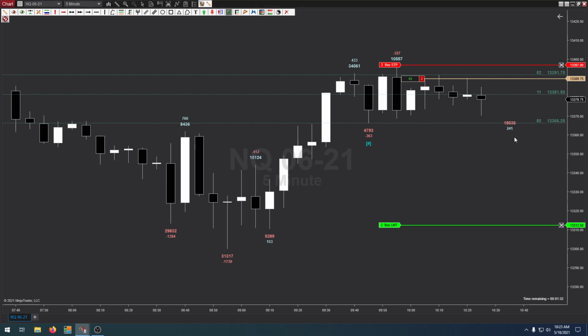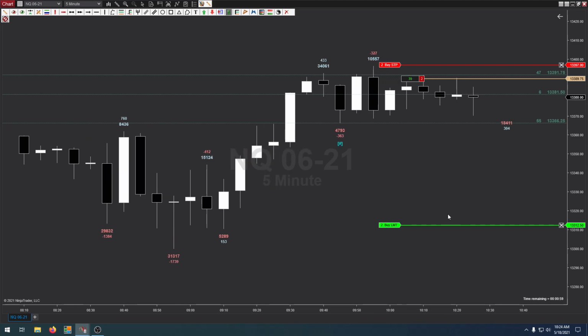So, still have a positive volume delta here. We need to get below this. And once again, this is when I'm wondering if I should just drag my stop right to here somewhere and call it a day. Pay for the trade and move on. Because if it's telling me that it wants to go long, then I'm kind of crazy for wanting to go short.